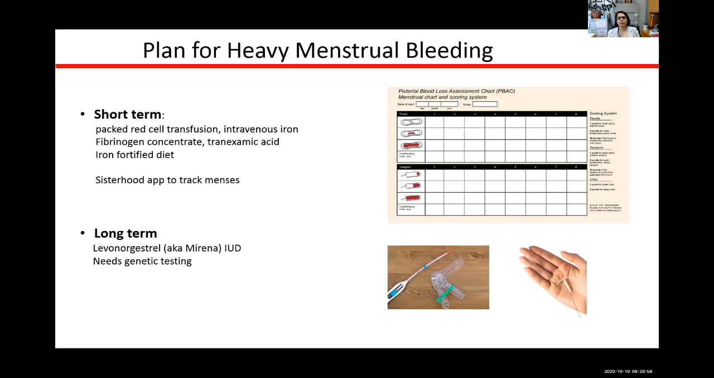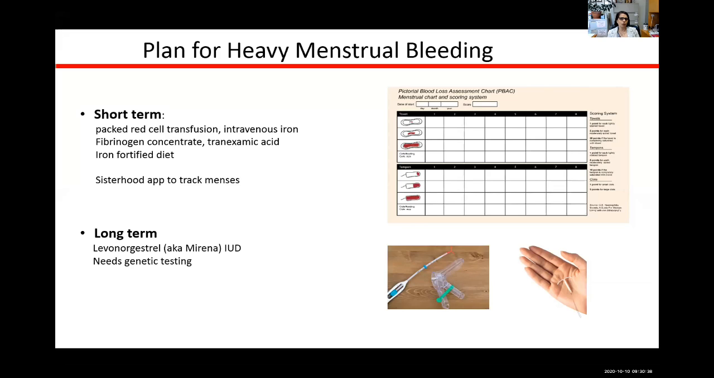The other thing that I recommended to her is to keep track of her menses, because we needed to figure out what the ultimate long-term plan for her menstrual bleeding was going to be. And this is the Sisterhood app, which is the electronic version of the pictorial bleeding assessment chart, which a lot of you may be familiar with, where you can record objectively the amount you bleed, whether it's mild bleeding on a pad or tampon, moderate bleeding, or a pad or tampon that's completely saturated. This is important when any kind of treatment regimen is instituted, to see the efficacy of the particular regimen.